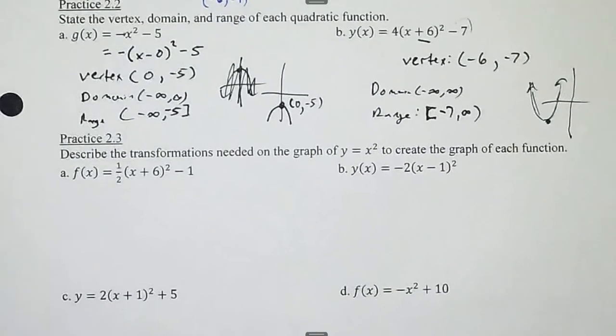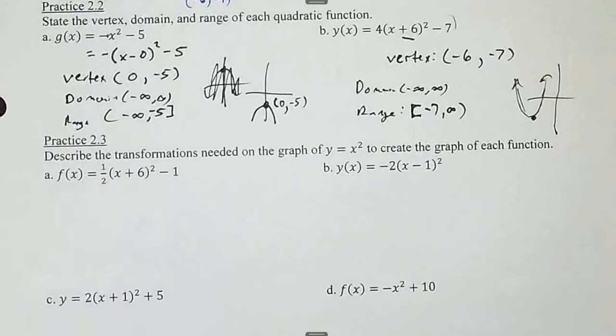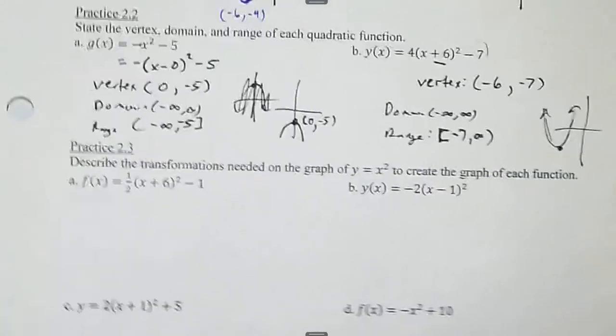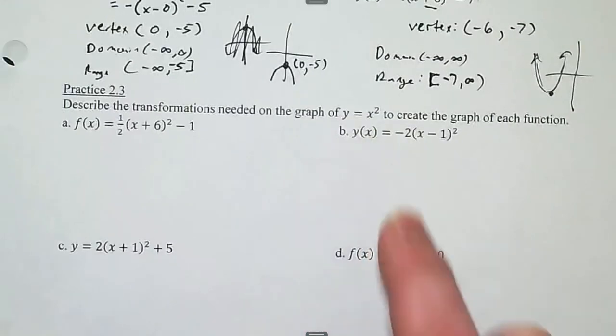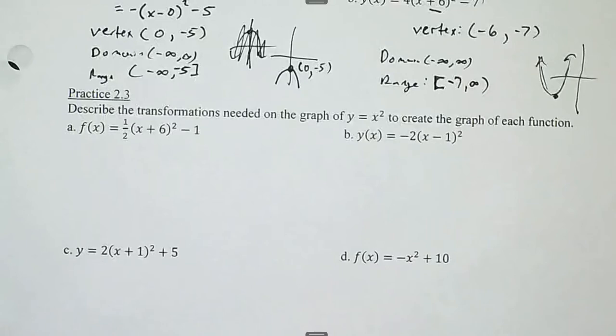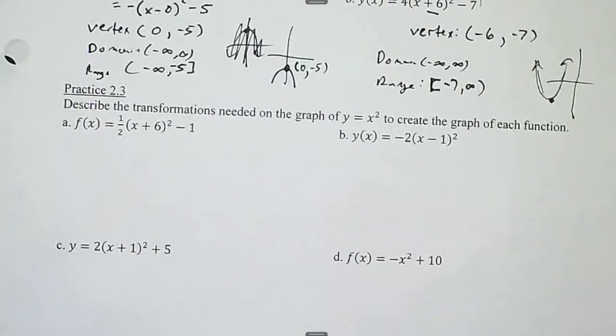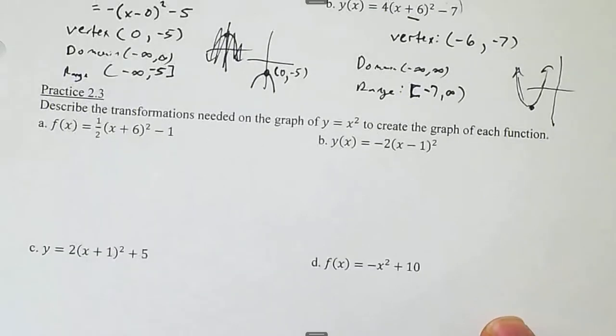All right, for practice 2.3, what I'd like you to do is think back to your transformations now and describe what effects these transformations have on the graph of x squared. And try and list them in order. So you should work from the inside out. Describe left and right shift, whether it's flipped, whether the y coordinates are stretched by a factor or shrunk, and then shifted up or down. Okay? So do practice 2.3, and then we'll go over that.